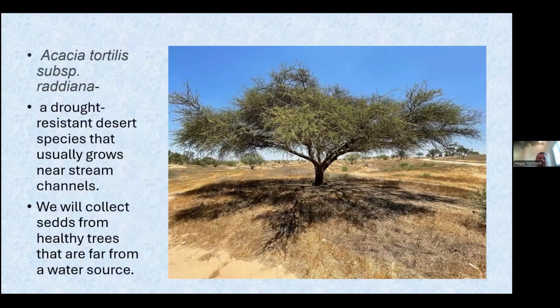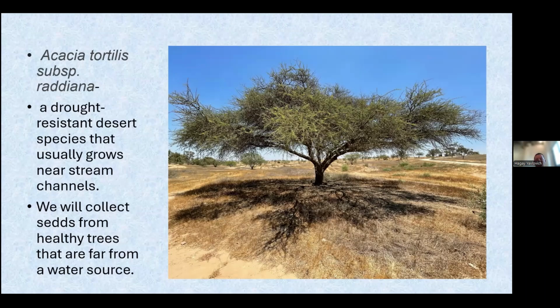Okay, let's continue and give some examples. Let's see this Acacia tortilis, or we call it Acacia raddiana. This species is very drought resistant. It's a native species of Israel. It grows in the desert area of Israel, very tolerant of drought, and most of the time it usually grows near a stream.